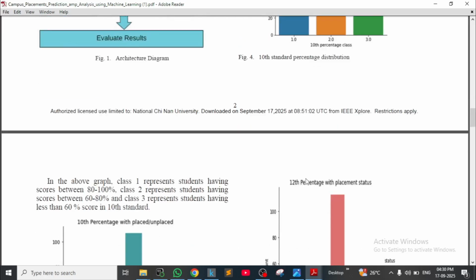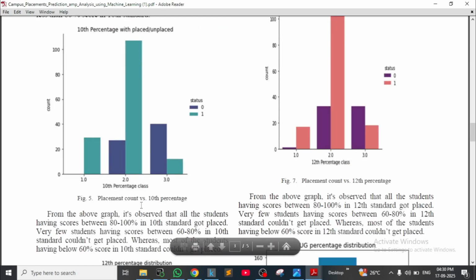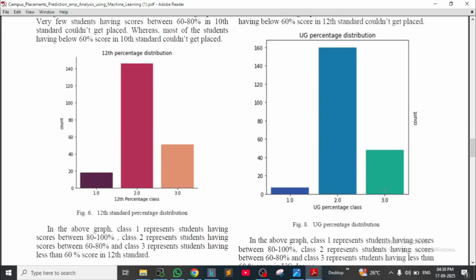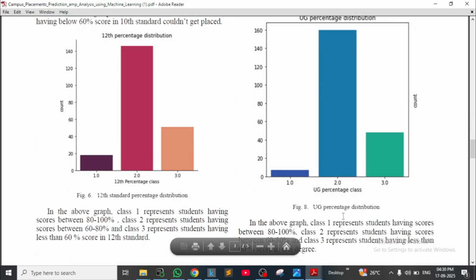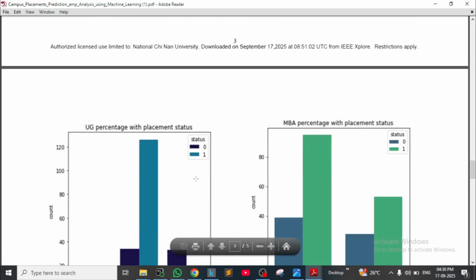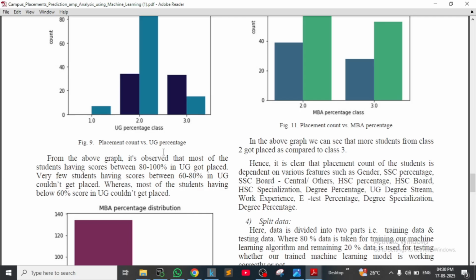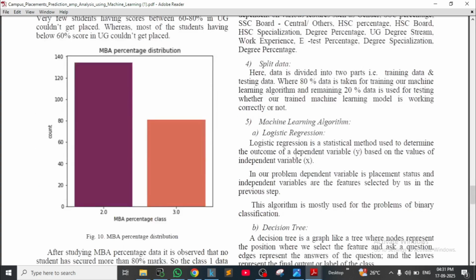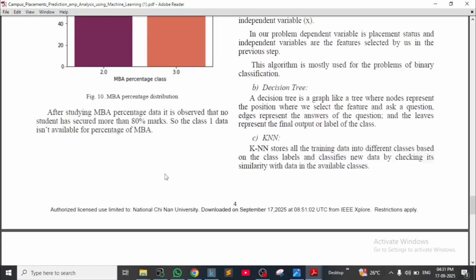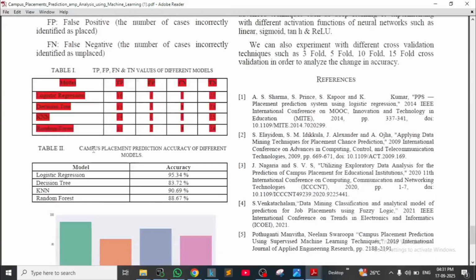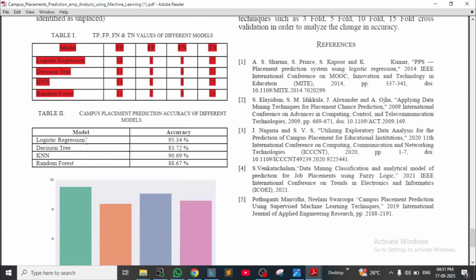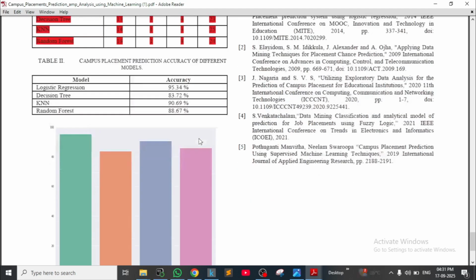See this graph. They have given the placement count versus 10th percentage, placement count versus 12th percentage. Graphs they have mentioned: undergraduate percentage distribution, and this is the 12th standard percentage distribution. And also placement count versus undergraduate percentage, and placement count versus MBA percentage. Like this, they have mentioned MBA percentage distribution also. They have given the conclusion and the calculation they did, and the models I have already explained in these key points.